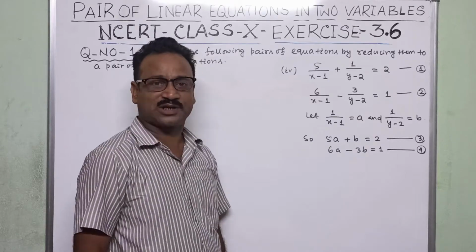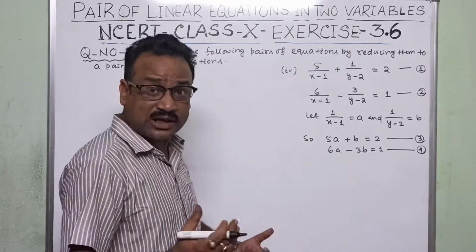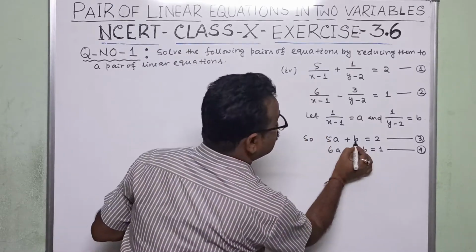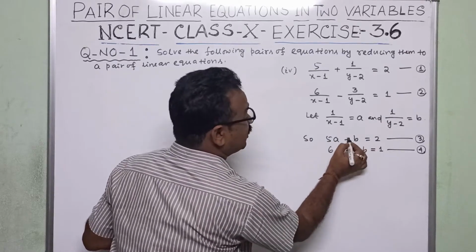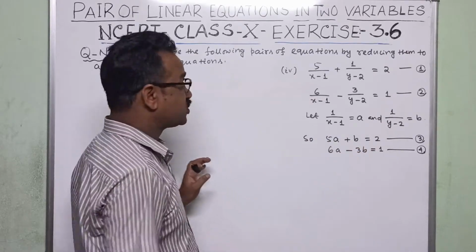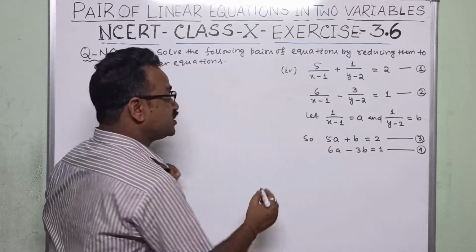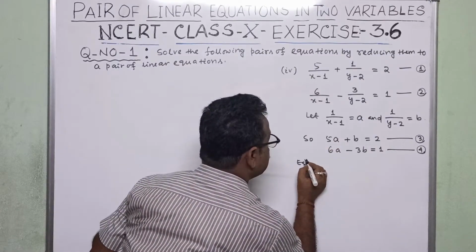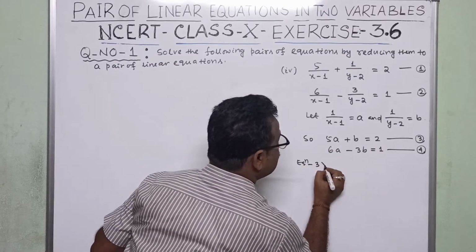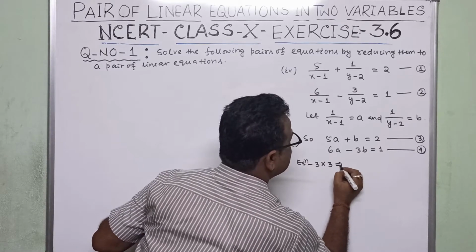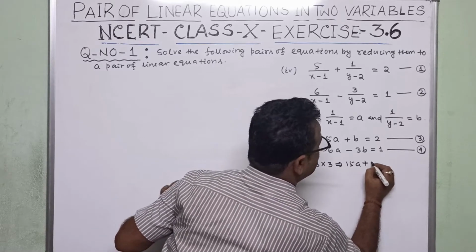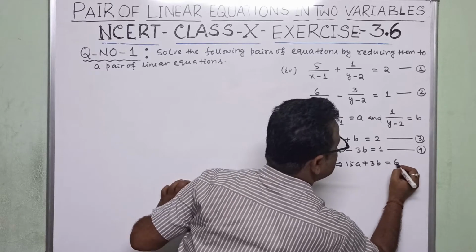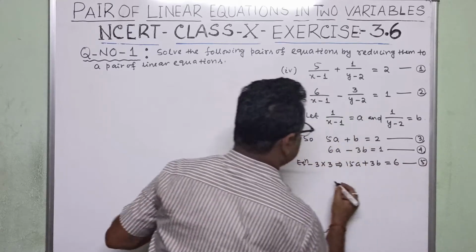Which method? Method of elimination, easier than other. So now here b, 3b. I have to multiply a non-zero constant. So that non-zero constant is 3. So now equation 3 into 3 implies 15a plus 3b is equal to 6. This is equation 5.